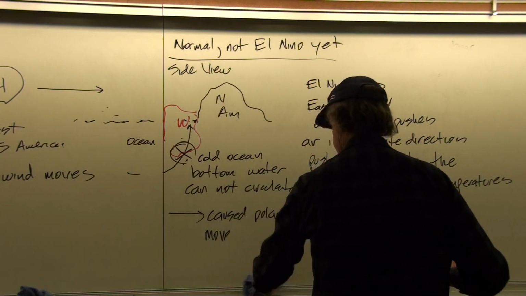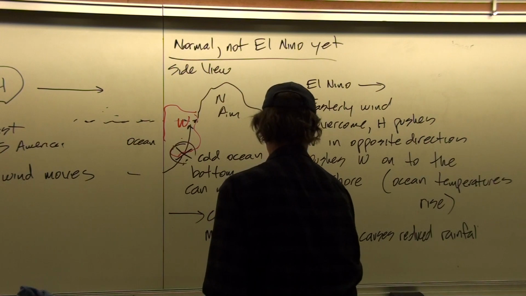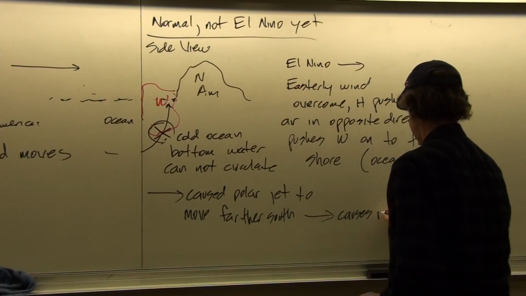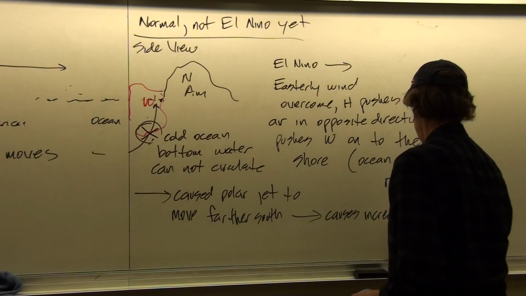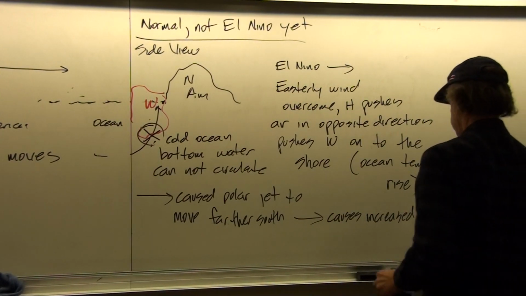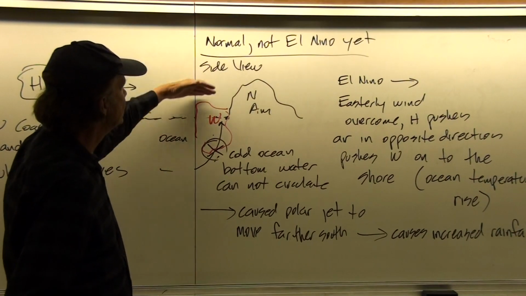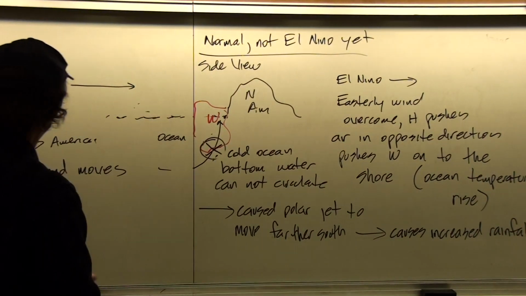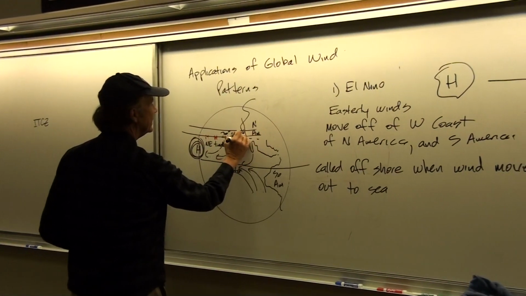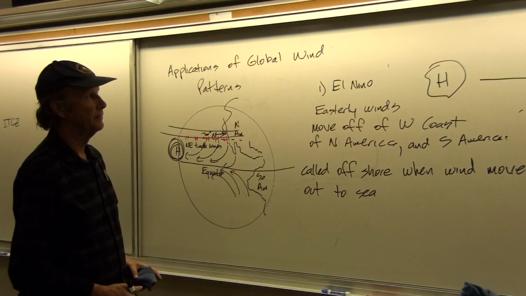We want the polar jet to move farther south. And then that causes increased rainfall. Okay, so the net effect of this warmer air is to move the jet farther south so that that jet stream could then carry storm systems right into our part of California.